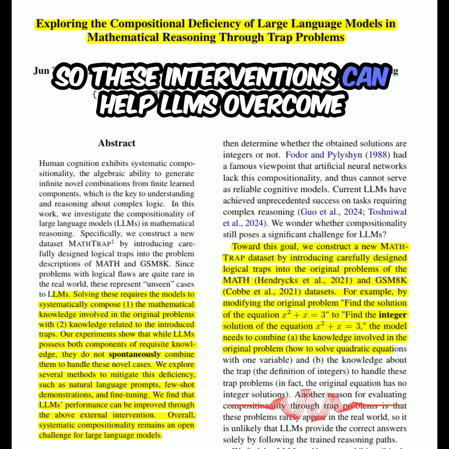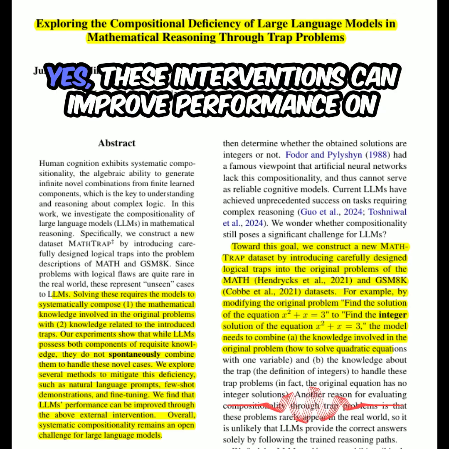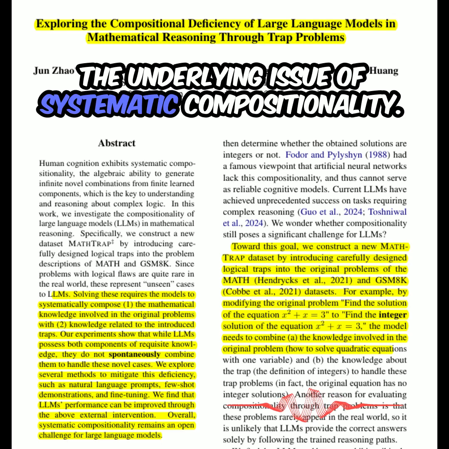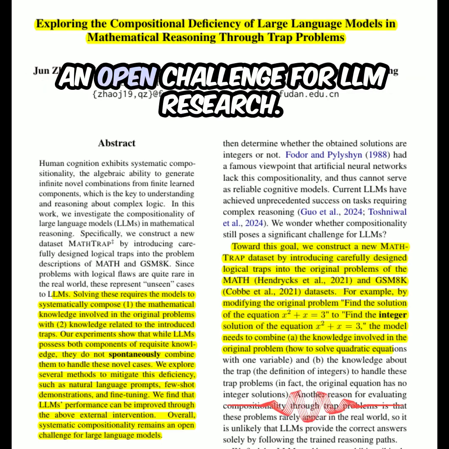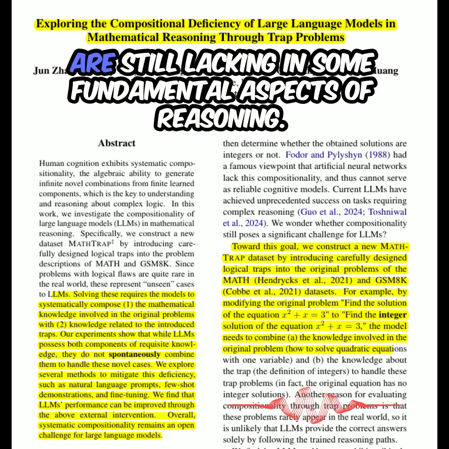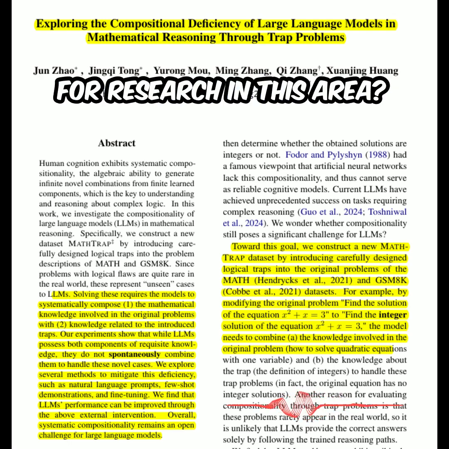So these interventions can help LLMs overcome their compositional limitations? To some extent, yes. These interventions can improve performance on trap problems, but they don't fully address the underlying issue of systematic compositionality. The paper emphasizes that this remains an open challenge for LLM research. It seems like the paper is suggesting that LLMs are still lacking in some fundamental aspects of reasoning. What are the potential future directions for research in this area?